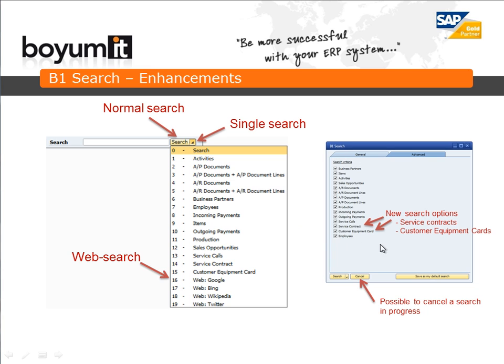Also, we have two new search terms: service contracts and customer equipment cards, so you can now search for those as well. And if you're doing a big search by mistake, you are now able to cancel your search. The cancel button will be enabled during the search, and you can simply press it in order to stop the current search.